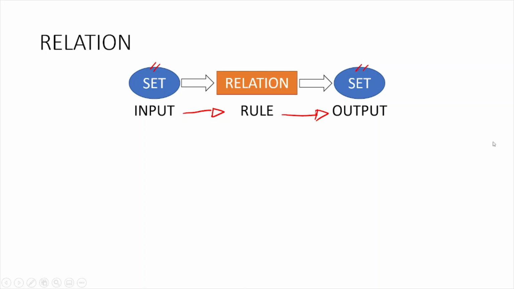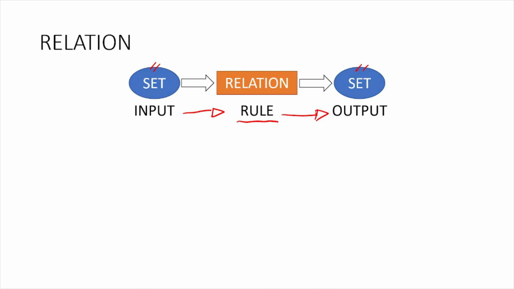Now this rule may or may not be specified. It depends on the given relation, meaning we can have relations with very specific rules. We can also have relations with unspecified rules, like for example, we can make a relation between some random numbers. Okay, now let's try to make a relation with a specific rule.